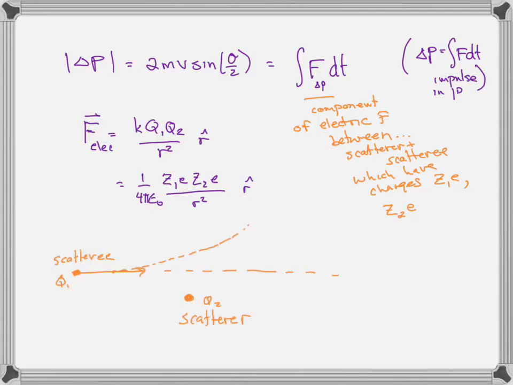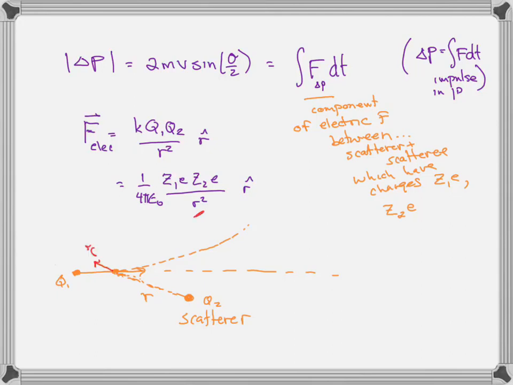Here's the thing. I'm just calling it scatteree, that's not a normal term. Scatterer is the normal term, but the thing that's being scattered off the scatterer, I'm calling scatteree. At some point, it starts to feel that electric force. And let's just say that's when it starts to deviate from the straight line. So let's say it's at this point. At this point, it's a distance r away, and the r hat direction is indeed in that direction, which is why it's being pushed off that line. That's the r hat direction.